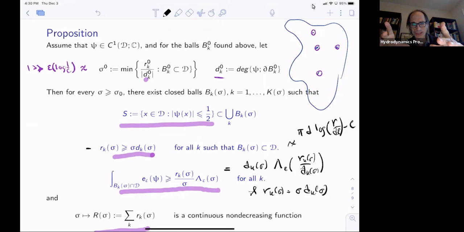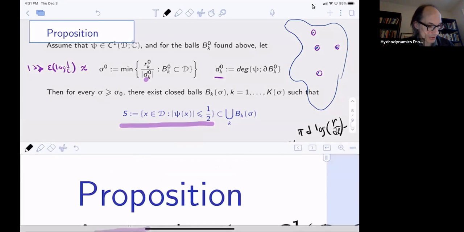And so this says that we'll find all these balls on which we have the same energy scaling, no matter what the original distribution of the set S is where the function psi is small. That's the nice thing about this estimate.